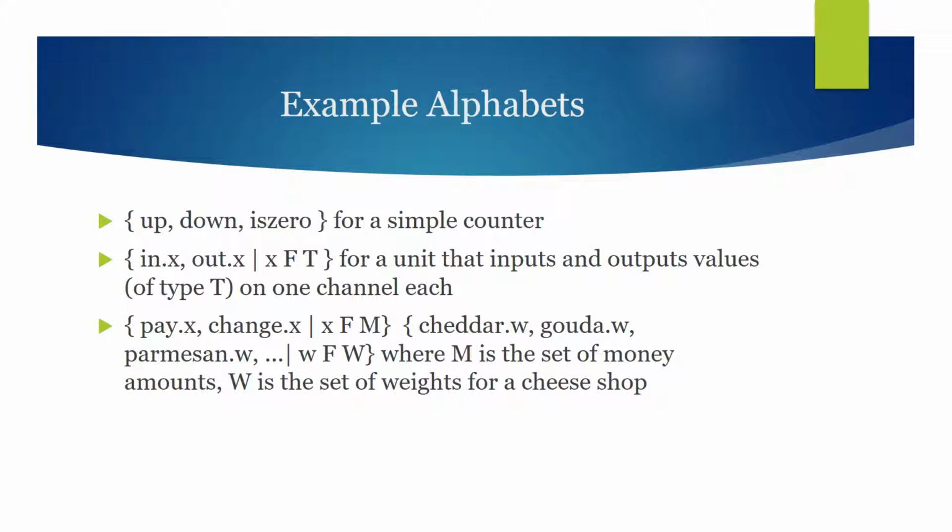Here we come to the third example. Take a vending machine. We pay X amount to get a cheddar or parmesan cheese and we receive change.x. These are events, and we can define them as alphabets, where M is the set of money amounts and W is the set of weights for a cheese shop.